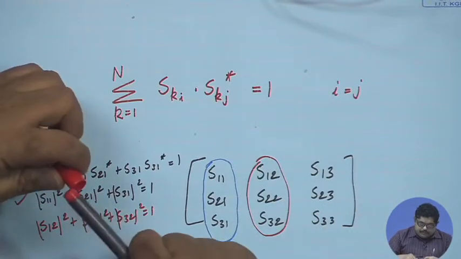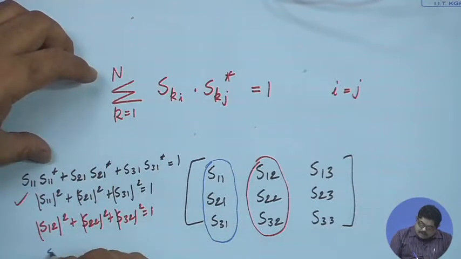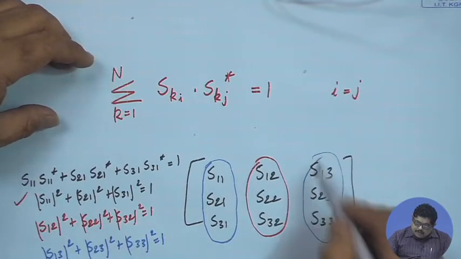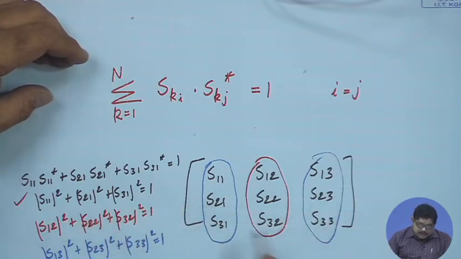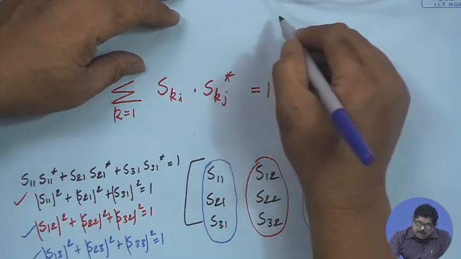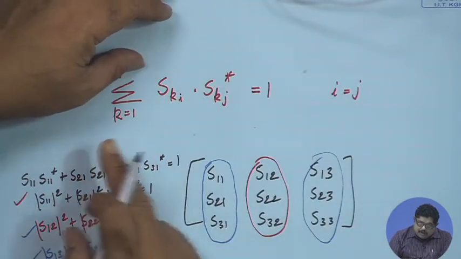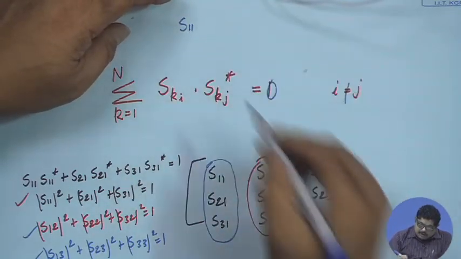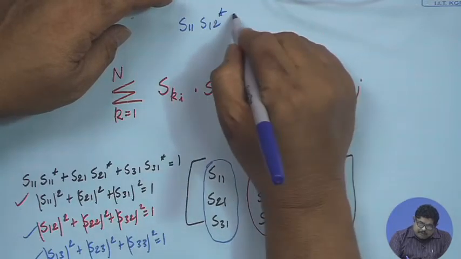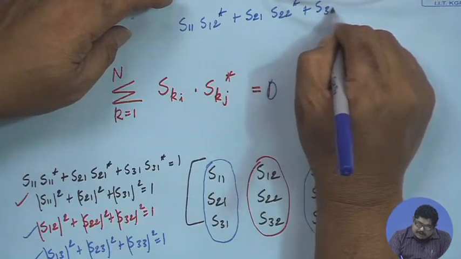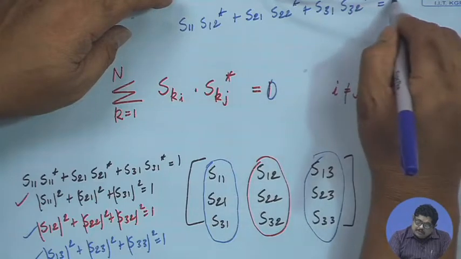Then S13 square plus S23 square plus S33 square is equal to 1. This is the first property, that means for unitary I will have these 3 equations. Also, I will have 3 more equations, that one with the other. So, when this will be 0, this will be 0, that means S11 S12 star plus S21 S22 star plus S31 S32 star, this will be 0.